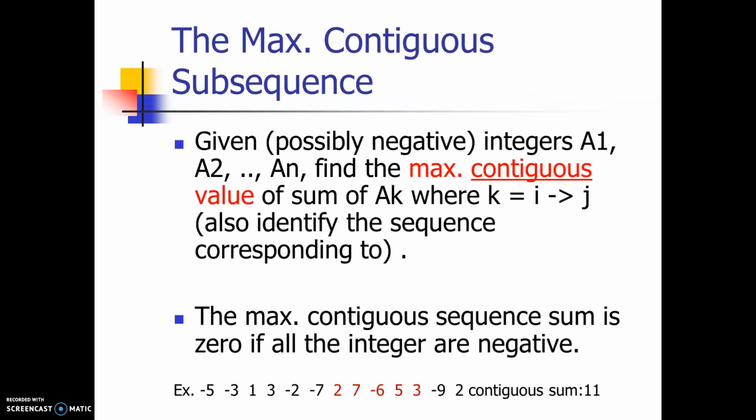Looking at the problem definition one more time, we try to find the maximum contiguous sum from a sequence of numbers. Some of these numbers are positive, some are negative. We also need to identify the starting index and the end index. And the maximum contiguous subsequence sum is 0 if all the integers are negative. So this is the problem definition.